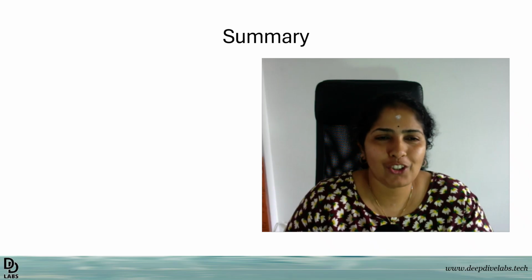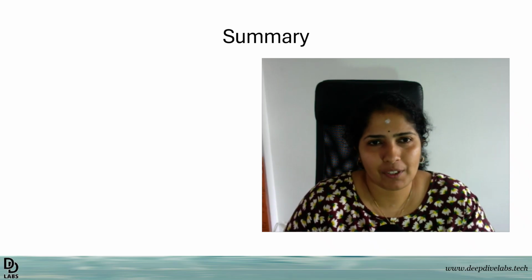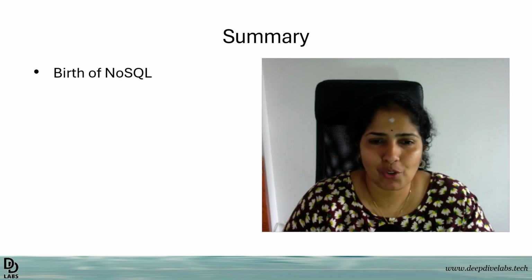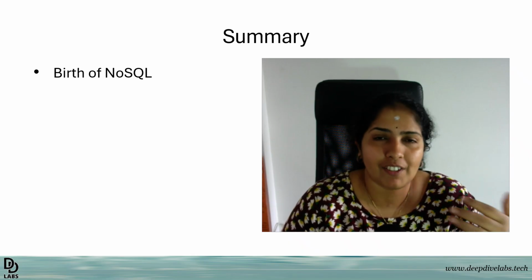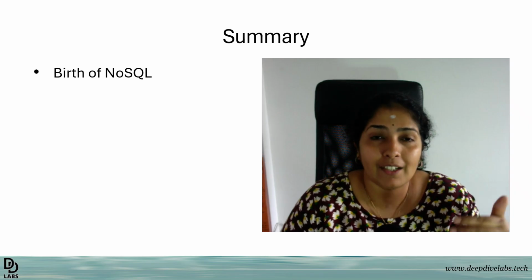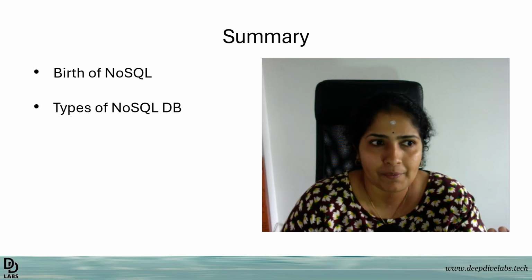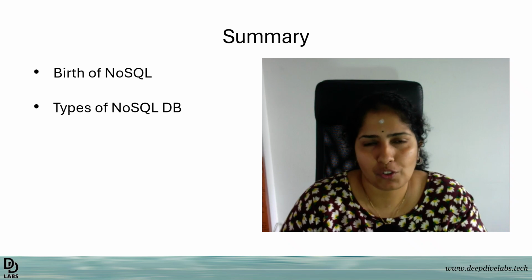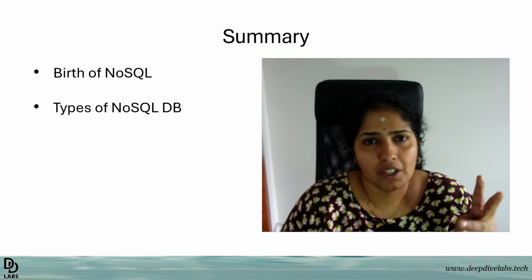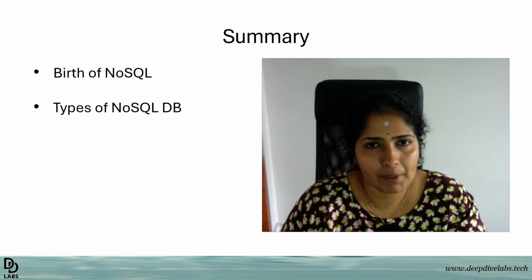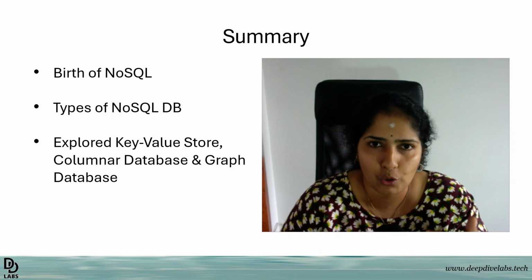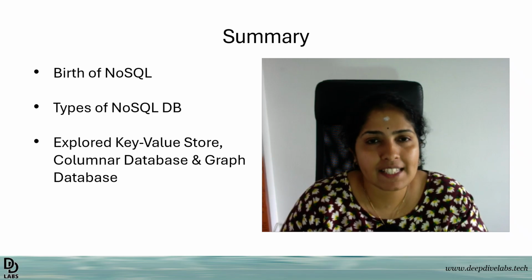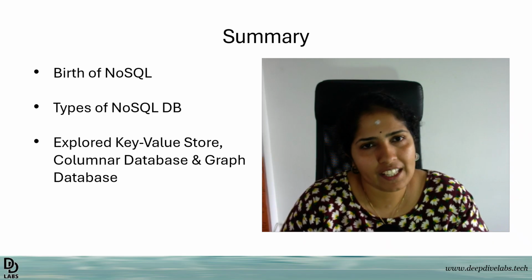We have come to the end of this particular module on NoSQL databases. We looked at the birth of NoSQL databases, what were some of the driving factors that influenced the development, and why NoSQL databases were popular. We looked at the four types of NoSQL database, which are key-value store, columnar database, graph database, and document database. Of the four, we explored the key-value store, columnar database, and graph database in detail, understanding the pros and cons of each of these databases and how the query language works for each of them.